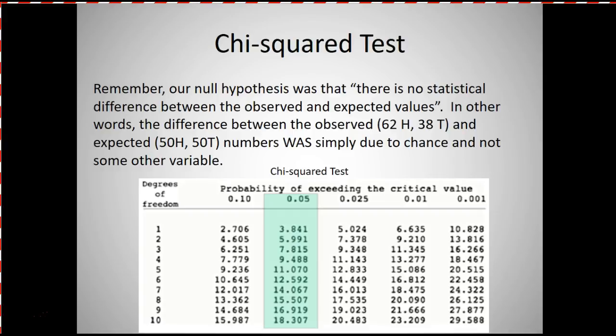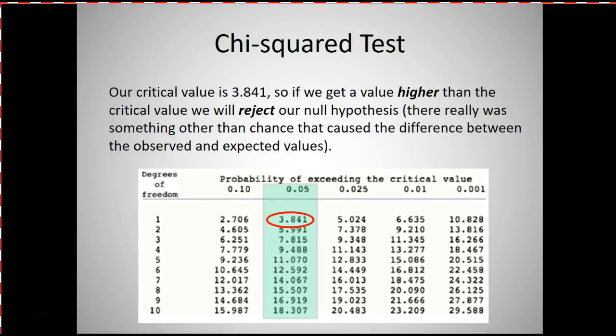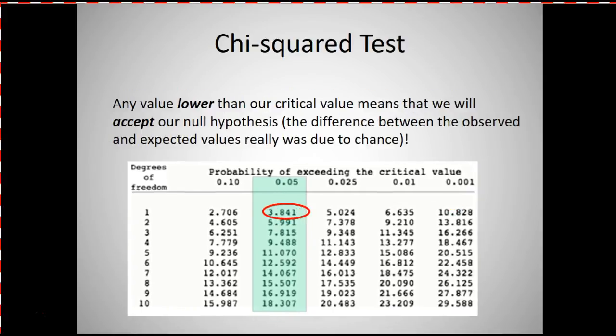So we got 62 heads and 38 tails. We expected to get 50-50. So was that just due to chance? Since we are using 1 degree of freedom, our critical value is 3.841. If we get a value higher than that, we're going to reject our null hypothesis. In other words, we're going to say there was something else going on other than random chance. Any value equal to that critical value or lower, we're going to accept our null hypothesis and say the difference was really just due to chance.